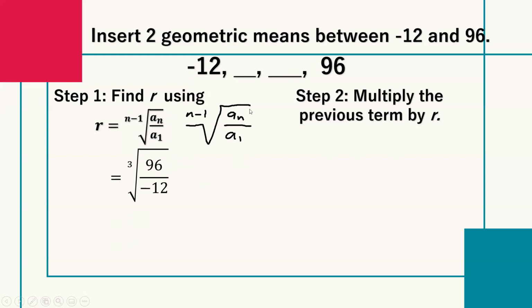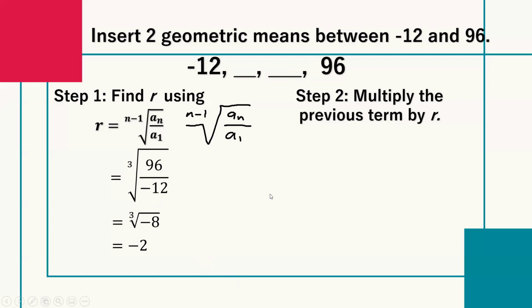Itong n minus 1, that is equal to 4 minus 1, kaya naging 3. Yan. And then 96 is the last term, negative 12 is the first term. Pinag-substitute lang natin lahat. And then after that, find the value yung nasa loob ng radical sign. 96 divided by negative 12 is equal to negative 8. And then after that, let's ask help from our best friend, the calculator. The cube root of negative 8 is equal to negative 2. So yung common ratio nating nakuha is negative 2.